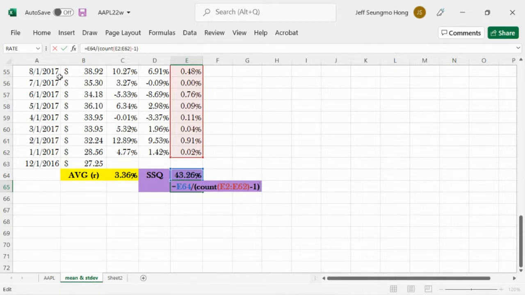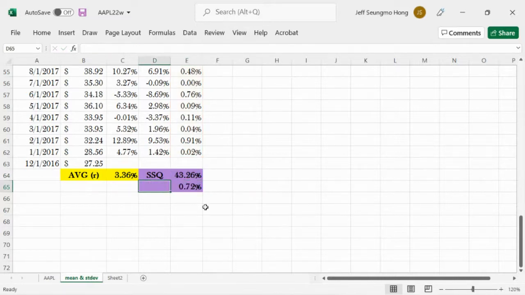So we divide it by 60, right? This will ensure it's going to be 60 data points. Click Enter. And this is called what? This is called variance. So what is variance? Variance is a kind of average deviation of individual returns data from the mean.